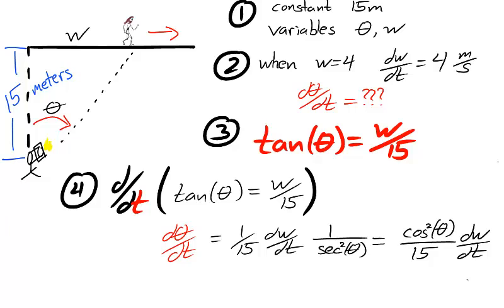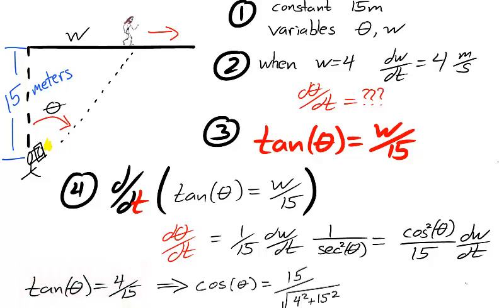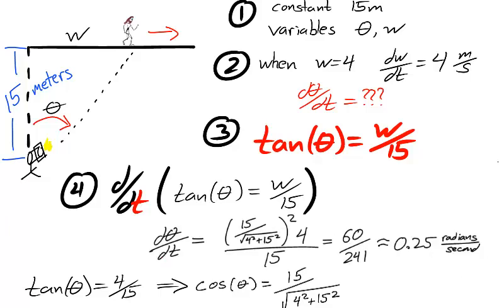Now we run into an issue because we know w equals 4, dw/dt is 4, but we don't know θ. We can use our original equation, substituting 4 in for w, to find that tangent of θ is equal to 4 over 15. And with a bit of trigonometry, that is equivalent to saying that cosine θ is 15 over the square root of 4 squared plus 15 squared. Substituting for cosine θ, we obtain dθ/dt as approximately 0.25 radians per second.